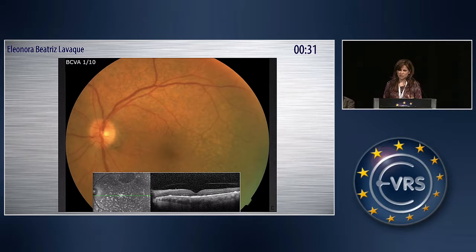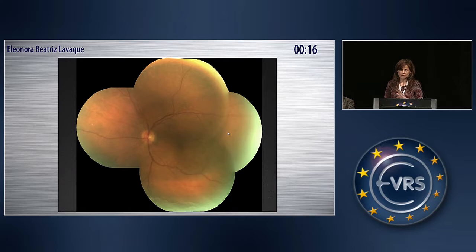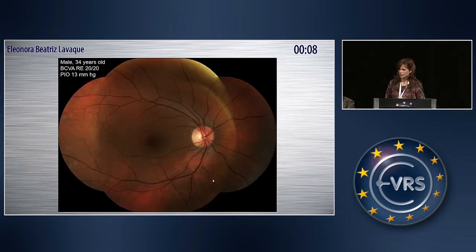The longer the retinal detachment, the worse the vision, so you have to be as quick as you can. And you can see the leopard spots that they usually leave after the retinal detachment resolves. In a wide field picture, you can see that there is still fluid inferiorly that may take a few weeks to go away. This is the second case, a male of 34 years old.